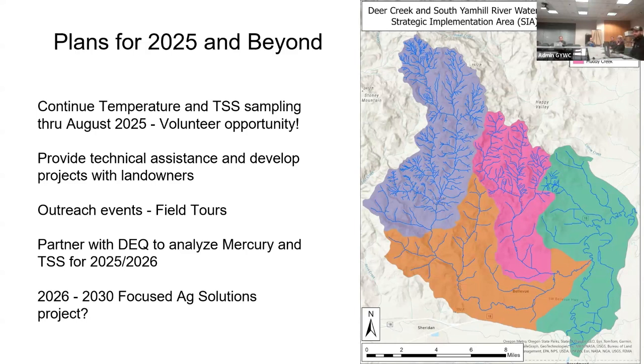And then hopefully in 2025 or 2026, in partnership with Grace and DEQ, we're going to start to analyze mercury and total suspended solids at the same time, trying to develop that relationship more acutely. And then for the longer term future, ODA is going to have a new program. They're going to shift away from the SIA and start a new program called Focused Ag Solutions. It's similar to this program, but a lot more watershed scale analysis, looking at the watershed as a whole. So most likely we'll continue to have Deer Creek and Muddy Creek get focused on for the rest of the decade.